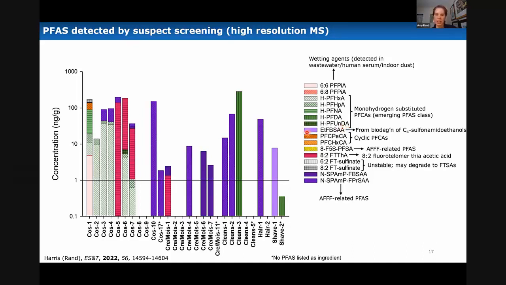We also noted in one shave product here the presence of this PFAS, which is known to be a degradation product of sulfoamidoethanols. Cyclic PFCAs were observed again in cosmetic 1, as well as fluorotelomere sulfonates, these two here. And finally, we noted the presence of 3 FFF related PFAS here and here, observed in several products, including those cosmetic 17, which were supposedly PFAS free.